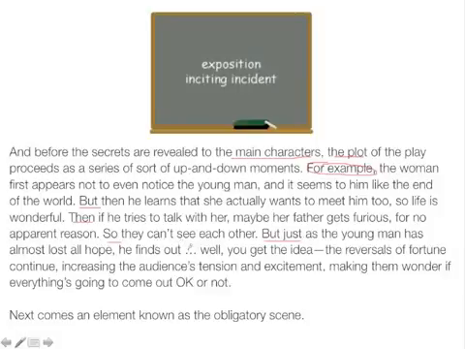We notice here that the professor says he finds out, and then notice here he goes back and kind of comments on the idea. You get the idea. So this is something that he already thinks the audience knows. These reversals of fortune, the audience's tension, is everything going to come out okay or not?